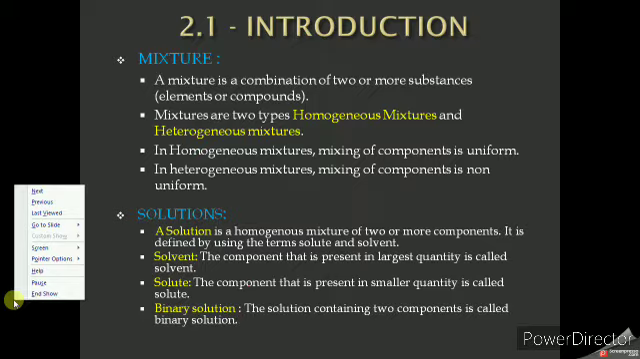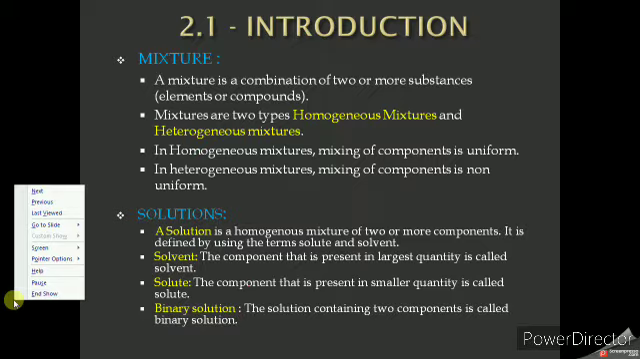Then what is heterogeneous mixture? In this mixture, mixing of the components is non-uniform. For example, if we add kerosene or petrol in water, then we get different phases. That is a heterogeneous mixture. Now let us discuss the solutions.